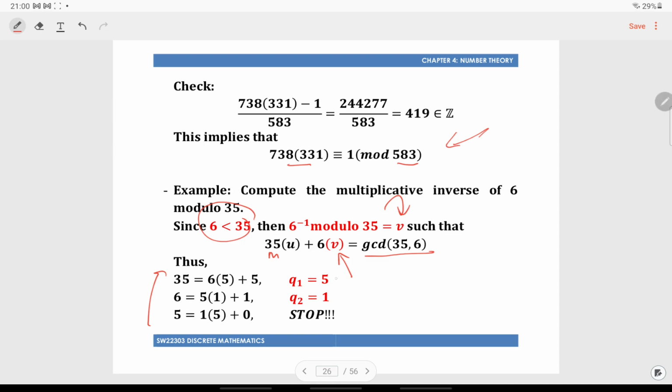In this case, we only consider two quotient values, because at the third quotient the remainder equals 0. So we stop here, because the remainder before it is 1. That means the GCD of these two numbers, 6 and 35, equals 1. That means the inverse exists. The inverse v exists, so we can proceed to the extended steps to compute v.